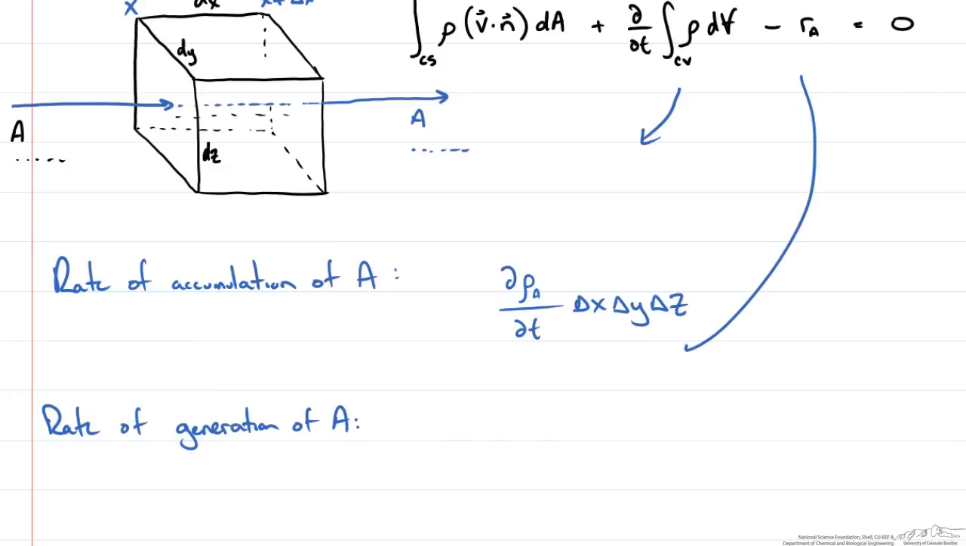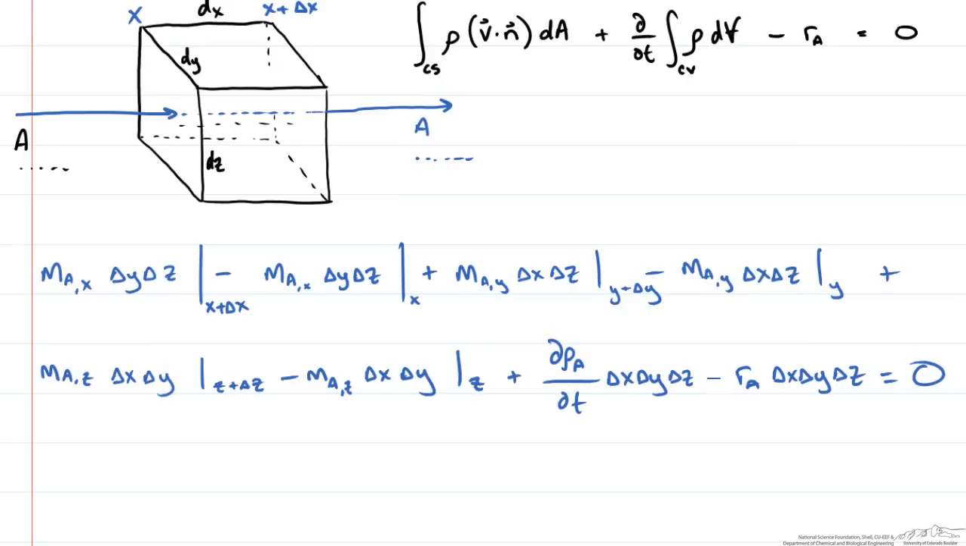The rate of generation of A is written in a very similar manner. Since we had that on a per volume basis, we are just multiplying this by our differential volume, delta X, delta Y, delta Z, and then the dimensions will just be mass over time, which are the dimensions for the other two terms. Now we put all these terms together and set them equal to 0 like we had before.